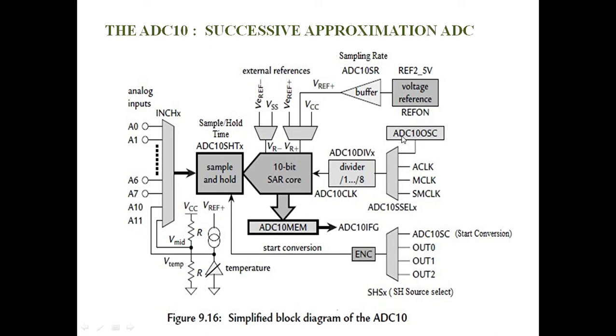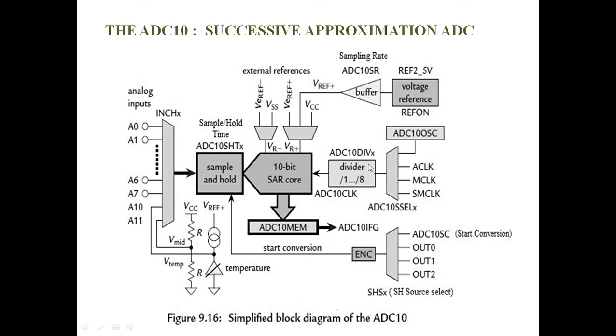One is the ADC10 oscillator. The clock may be taken from the ADC10 oscillator. There is the ADC10 source select. The source may be the ADC10 oscillator, auxiliary clock, main clock, or subsystem main clock. So this ADC module can select any one of the sources, and it is programmable by using the divisor.